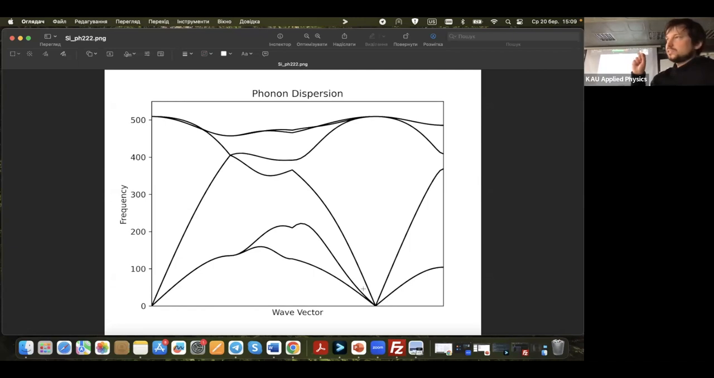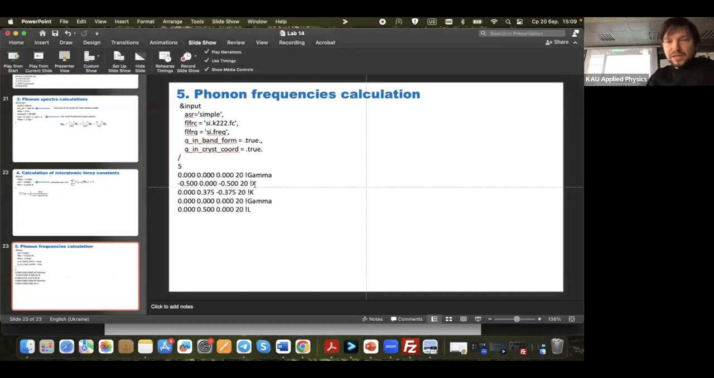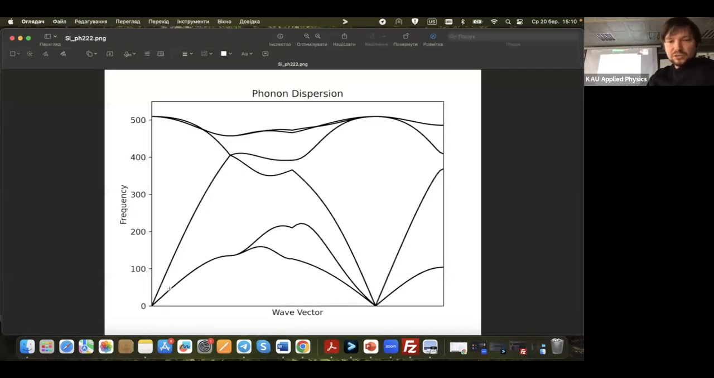longitudinal oscillations, and this is transverse oscillations. We see that if we go from gamma to, I don't remember, it's like X or something, gamma X, K, gamma L, so if we go from gamma to X and then to K, here we have two branches. We have the longitudinal branch, and these branches are degenerate. But then they begin to behave independently. And then they also go here.